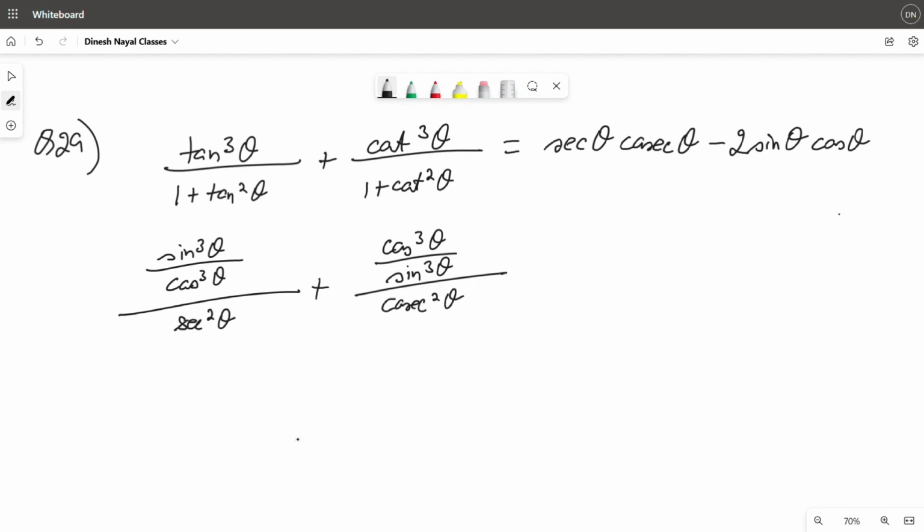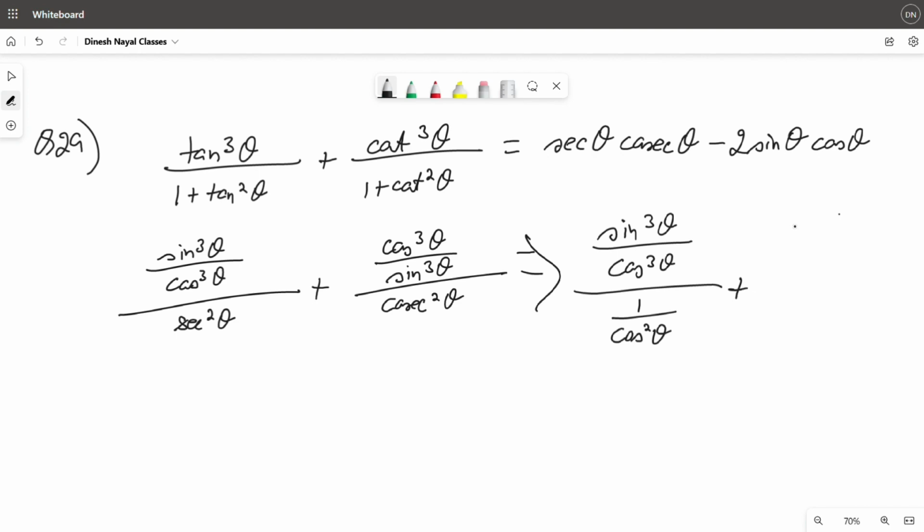Now also we know that secant theta is 1 upon cos theta and cosec theta is 1 upon sine theta. So I'm writing it again: sine cube theta upon cos cube theta upon secant square theta, which is 1 upon cos square theta, plus cos cube theta upon sine cube theta upon cosec square theta, which is 1 upon sine square theta.